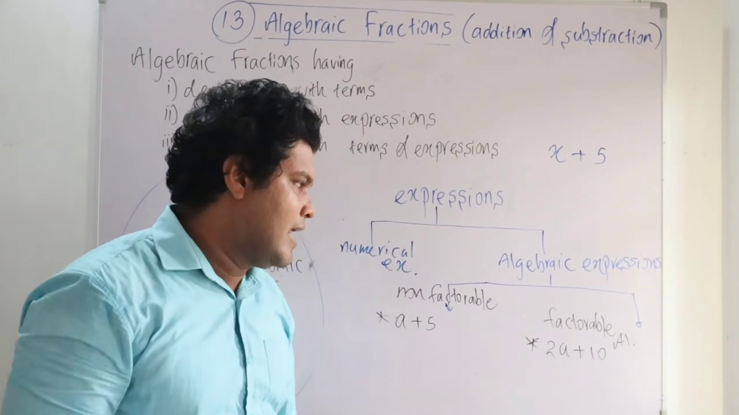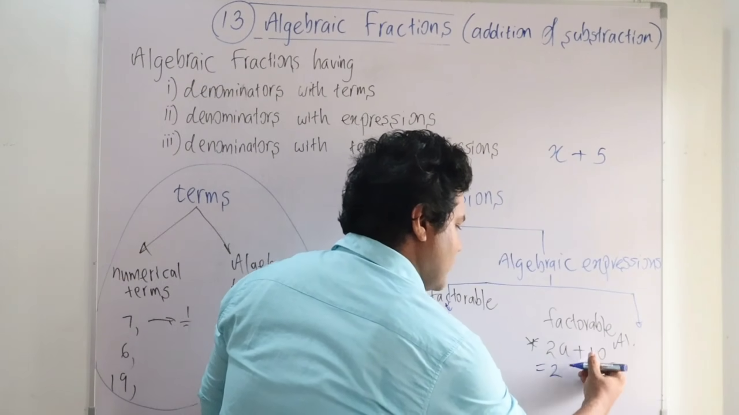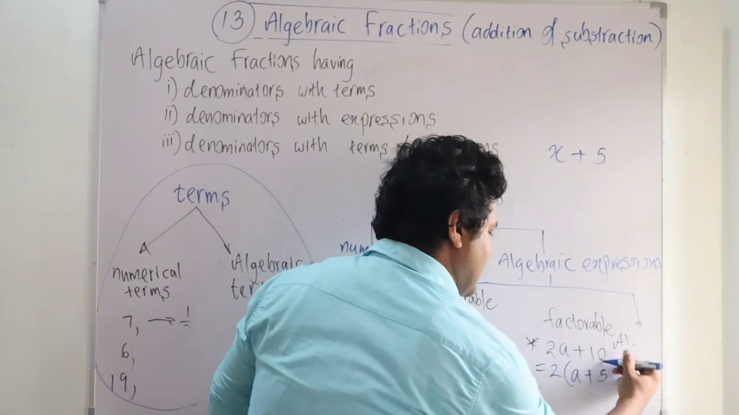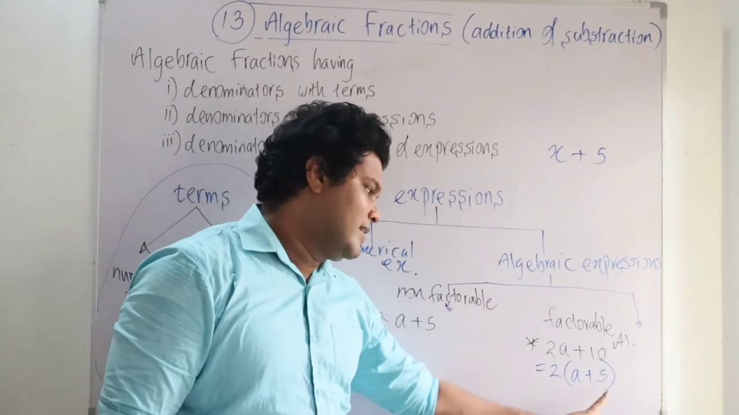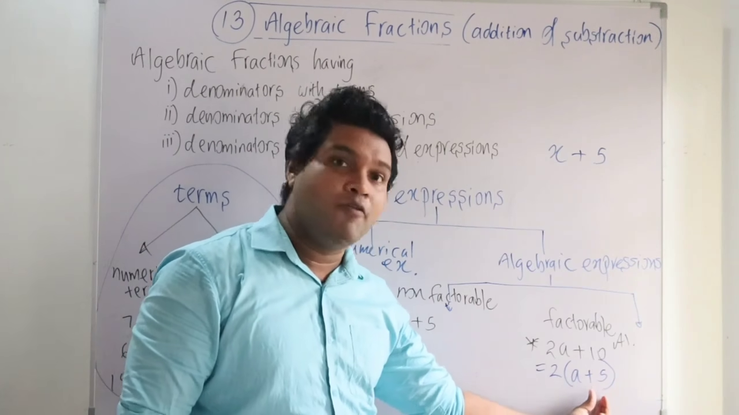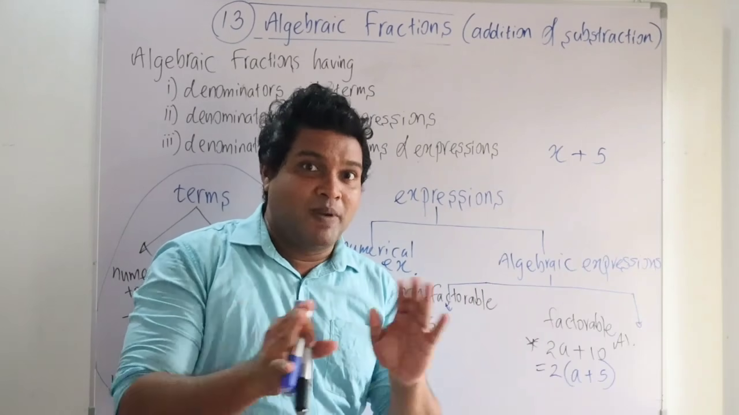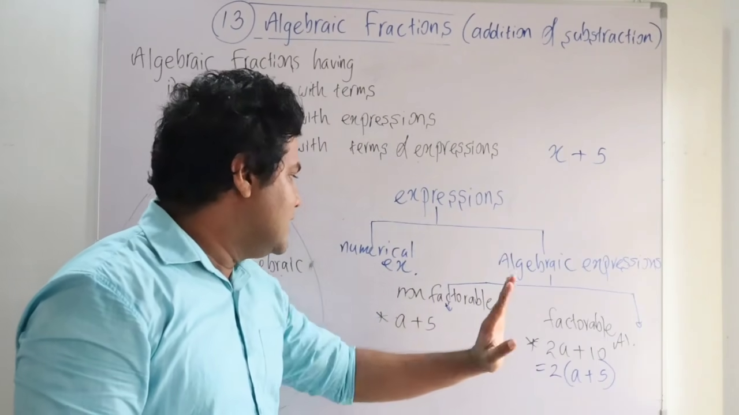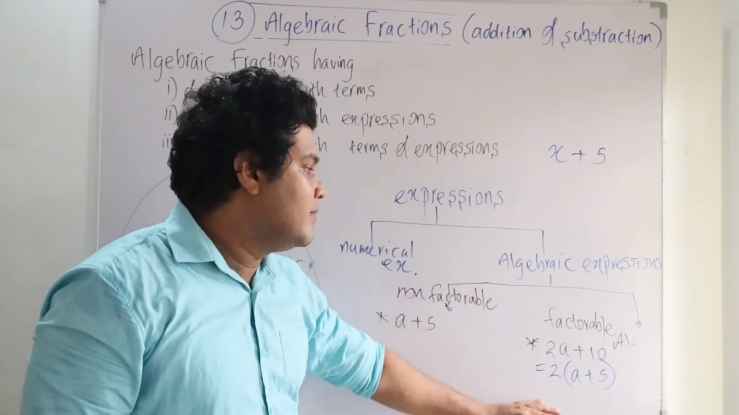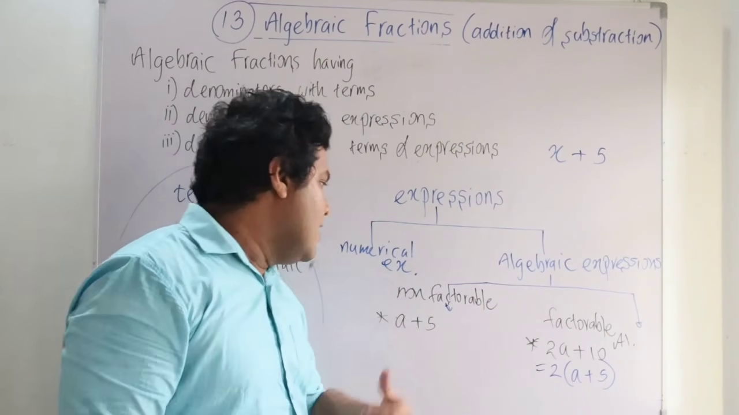What are the factors it has? Let's see. If I take 2 as a factor, how many factors are coming? 2 factors. 2 is one factor, a plus 5 is the other. An algebraic expression can also be a factor. Now in algebraic expressions, you must remember there are two things: one is factorable, the other is non-factorable.